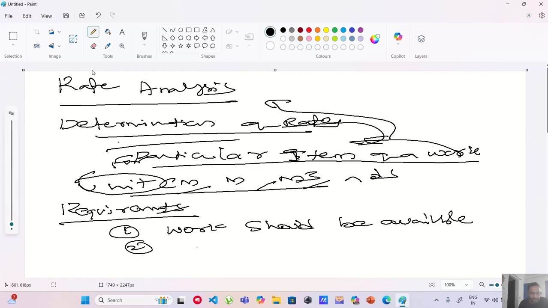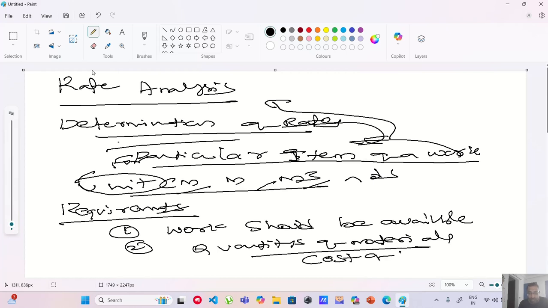The second one is that the quantity of material should be known, as well as the cost of that material. The cost of that material has to be known. So we have work, and we have quantities of material along with the cost of material. Is it not enough, these two parameters?